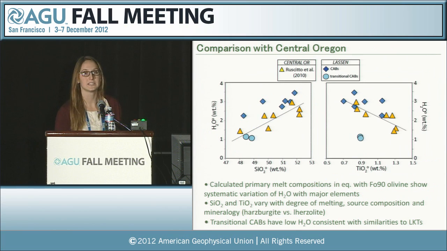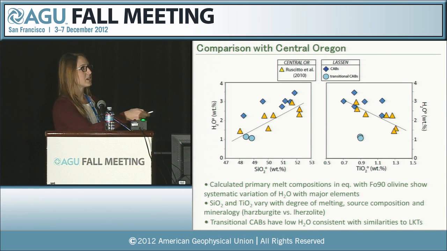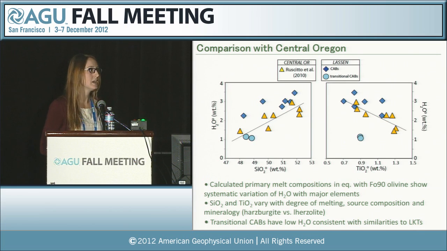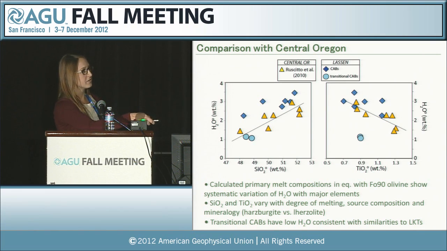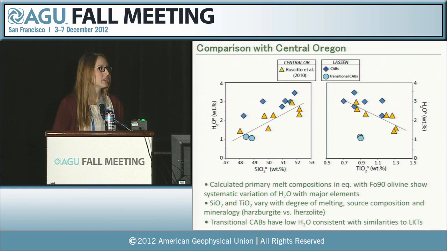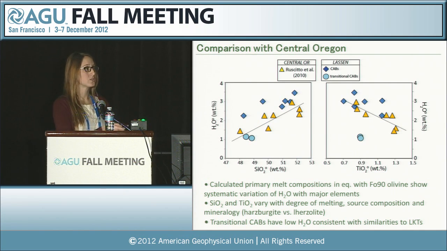Now stepping back and taking this data to compare with Central Oregon, here we have data from Rasoul et al. 2010. I have water versus silica and titanium. Now we're looking at calculated primary melt compositions, so they're calculated to be in equilibrium with Fo90 or mantle olivine. And you can see that there are systematic variations with water, both in silica and titanium. Titanium varies as a result of differences in the degree of melting and source composition, whereas silica varies as a result of variation in source mineralogy.